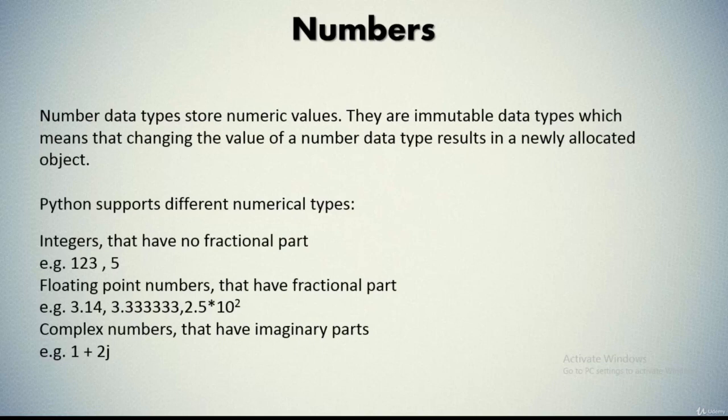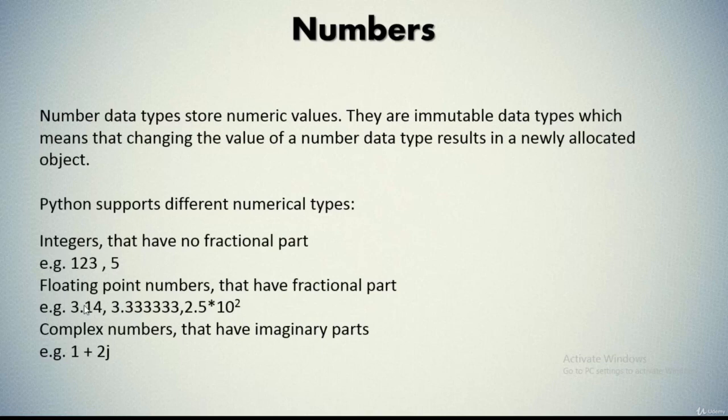Then we have float, which are floating point real values, also called floats. They represent real numbers and are written with a decimal point, dividing the integer and the fractional part. As you can see over here, we have floating point numbers like this, which have the decimal point which divides the number into different parts. And floats may also be in scientific notation with e or capital E, including the power of 10. Then we have complex numbers as well.